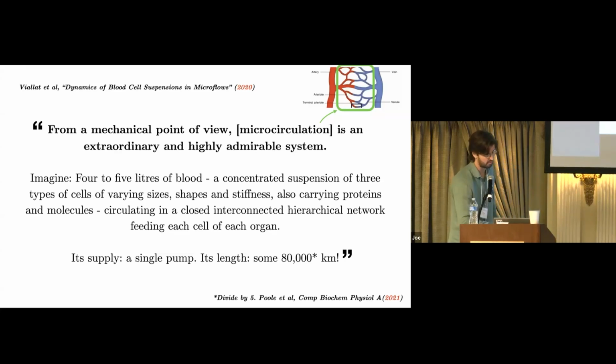It turns out quite recently, Poole et al. updated this figure from August Krogh in 1919, who made the first estimation of the total length of the microcirculation, and they worked out that one of his assumptions about capillary density in various areas was quite a way off. So it turns out it's more roughly 16,000 kilometers in total length.